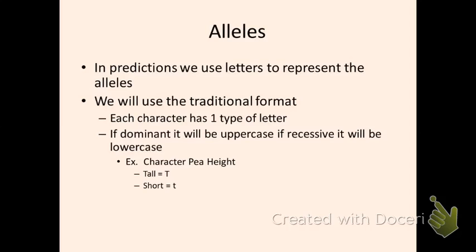When we use these alleles in genetic predictions, we are going to use letters to represent each of the alleles that a particular organism has. We're going to go with a traditional format of assigning alleles. For each character, we're only going to use 1 letter. Every once in a while you'll see 2 letters being used per character, and that just gets really confusing. We are going to identify the uppercase of that particular letter as dominant, and the lowercase is going to be the recessive. An example here is if we have a character of height and the trait is tall, we're going to use a big T, and if the trait is short, we're going to use a little t.